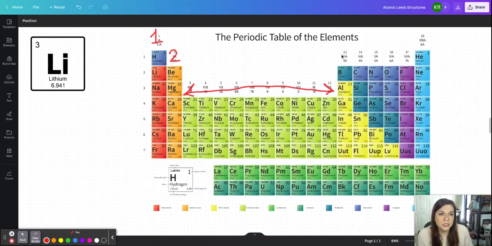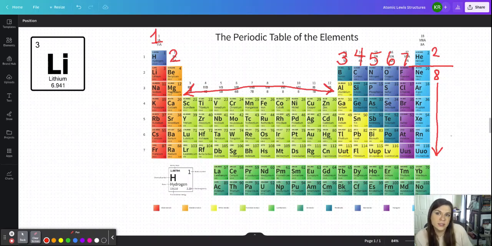Group 13, those elements will have 3 valence electrons. Group 14 will have 4, 15, 5, 16, 6, 17 will have 7. And then group 18 is kind of split because helium is very small. Helium will only have 2, but everything from neon down will have 8 valence electrons as members of group 18.